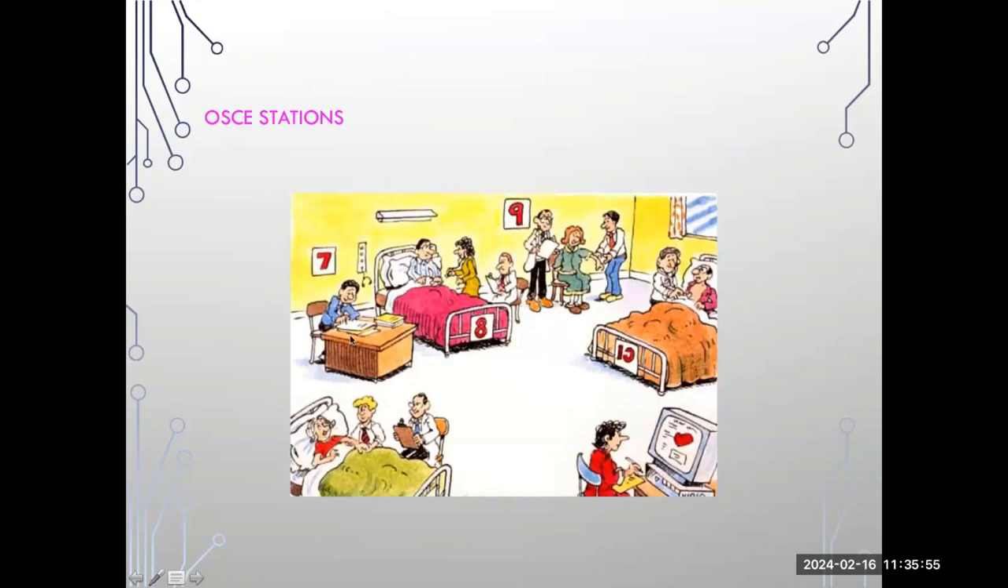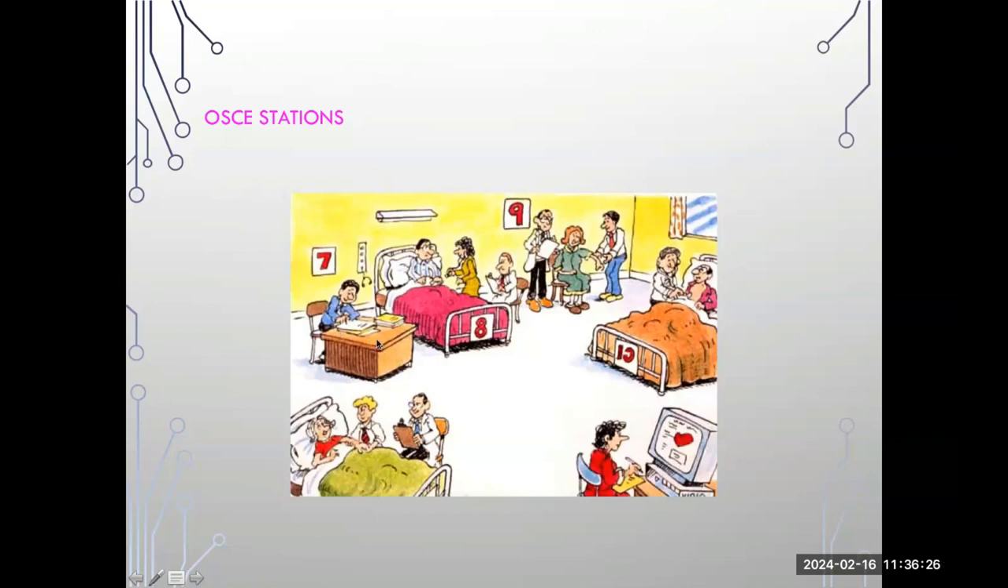We can see 6, 7, 8, 9, 10, maybe this is 5. All these are numbered stations, and at each station there is some question. Here it is in the form of some audio and visuals, about which questions are asked, and the student has to write the answer. Here we have one patient, and maybe the student has to perform some examination, and this is the observer, the examiner, sitting here and seeing the steps being done by the student.